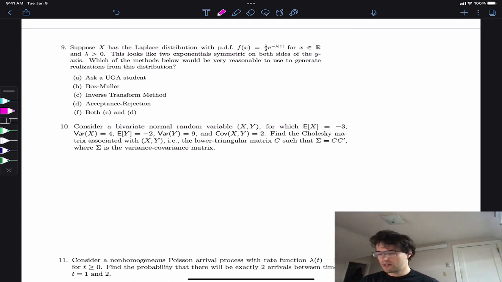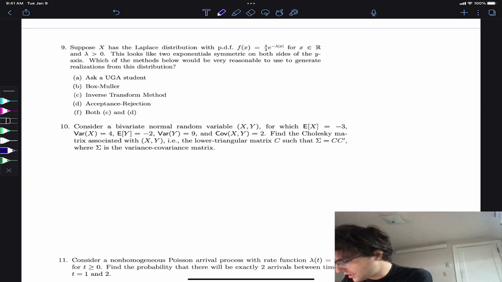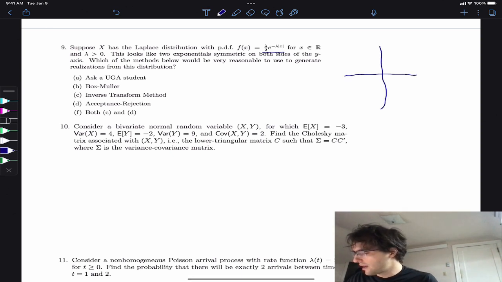Okay, question 9. Suppose X has the Laplace distribution with PDF f of x equaling lambda over 2 times e to the minus lambda times the absolute value of x, for x on the whole real line, and lambda is greater than 0. So this looks like two exponentials symmetric on both sides of the y-axis. If we were to draw it, remember one exponential looks something like that, but imagine it's symmetric, so it looks something like that. That's probably what this PDF looks like.